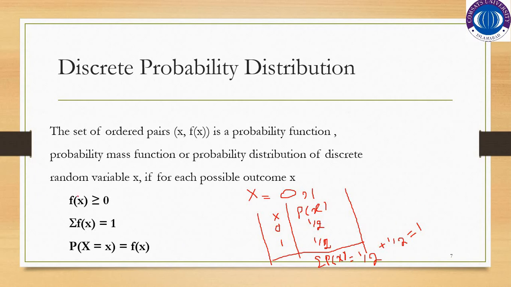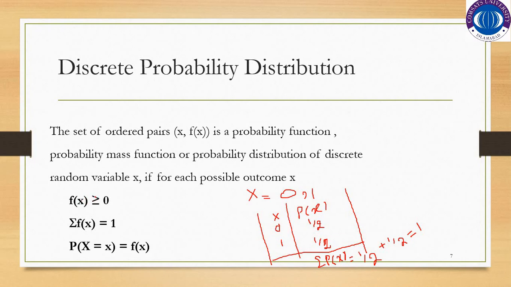These all things are written in these three points. F of x is basically P of x. As this is a real valued function, whenever we substitute a value in the function, P of x will come. That P of 0 means 1 by 2, P of 1 means 1 by 2. So whenever you input the value of x, you will get the resultant probability P of x. So this f of x is basically the P of x.